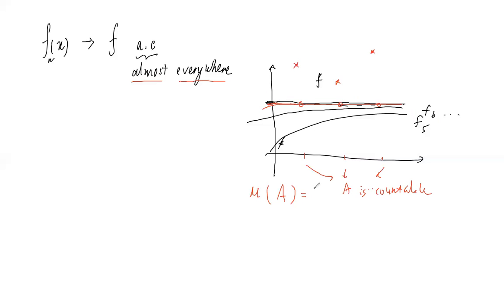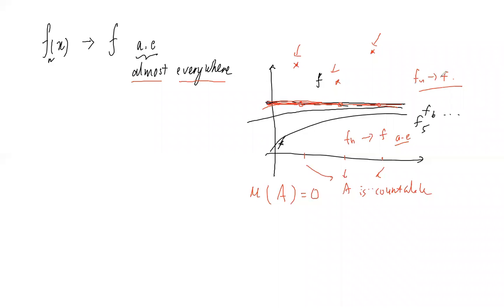So the measure mu will be 0 because it's countable. So it doesn't matter. Your fn can converge to f almost everywhere. If you say that fn converges to f, it means that this has to be true. These things cannot happen. It has to be like the whole thing is on f itself.